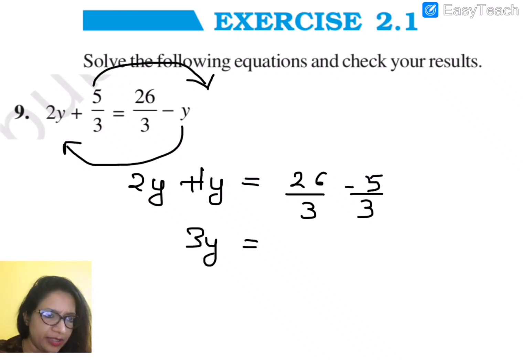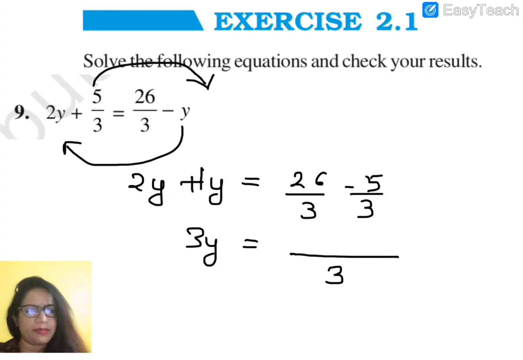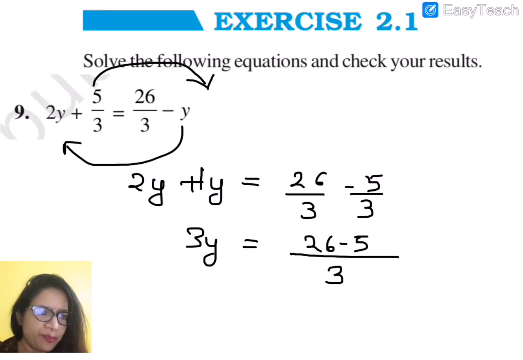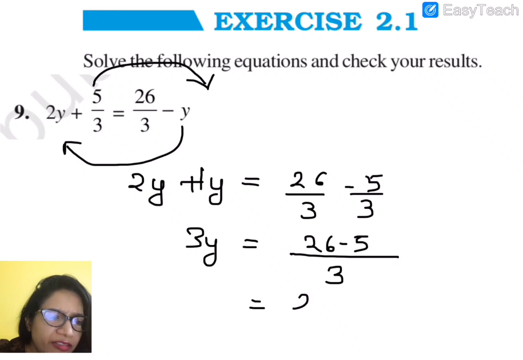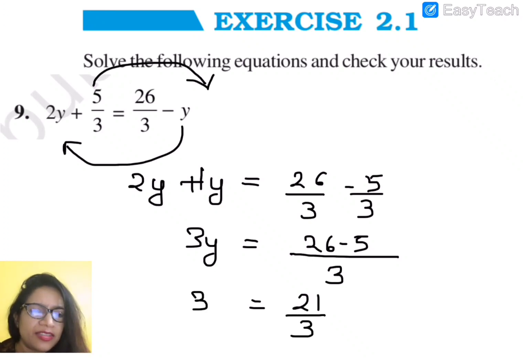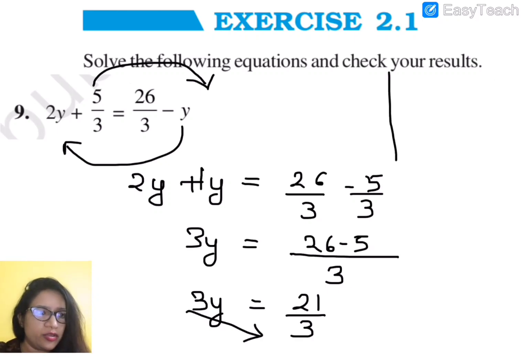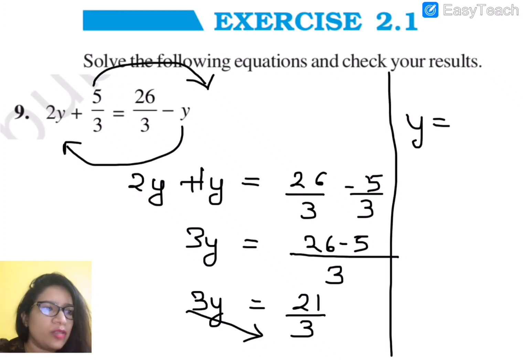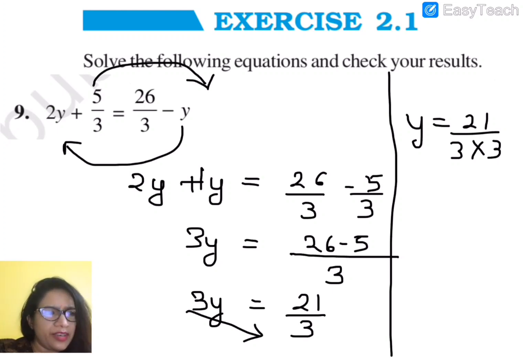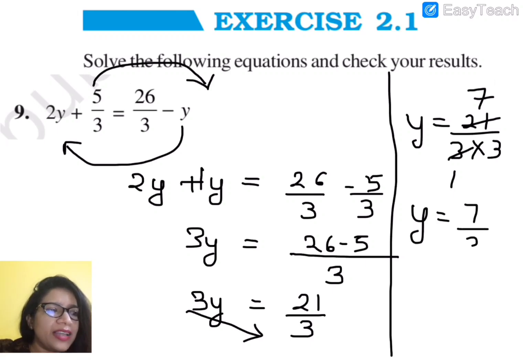And what is on this side? Oh wow, both the denominators are the same. Isn't that so? So we can easily subtract the numerators. So 26 minus 5. What is 26 minus 5? It is 21. So it is 21 by 3 and this is 3y. So what do we need to do? Since the 3 is being multiplied over here, it will be divided when it comes to the right hand side. So we just write over here y is equal to 21 by 3 into 3. Is 21 divisible by 3? Yes, why not? 3 1s are 3, 3 7s are 21. So y is equal to 7 by 3.